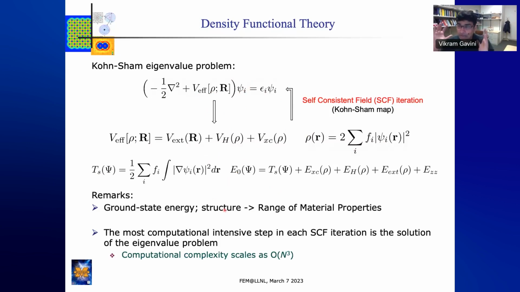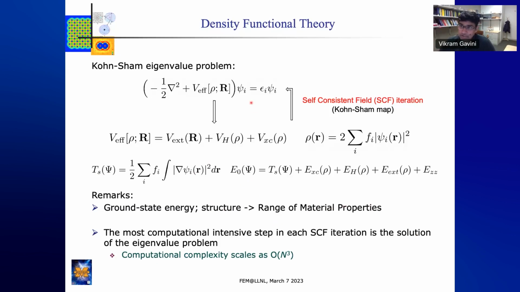That is, you can compute the forces, you can relax the forces to compute your ground state structure, as well as, given the electronic structure, you can compute a whole range of properties, understand the IV characteristics, understand the band gaps, and so on.